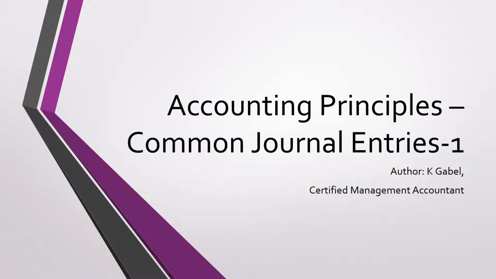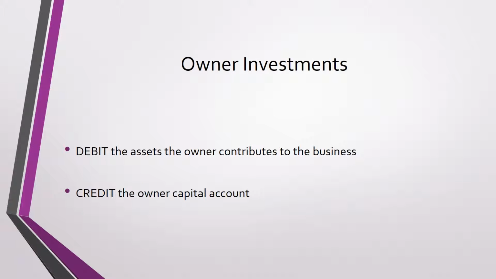This presentation will include common journal entries for owner investments, purchases for cash, and purchases on credit. Our first entry is the owner investments. In this entry, you need to debit the assets the owner contributes to the business and credit the owner capital account for the total value of the assets contributed.